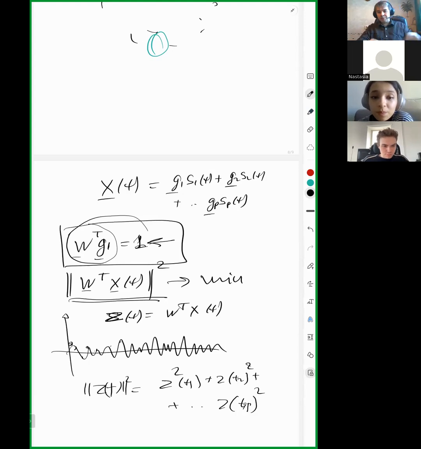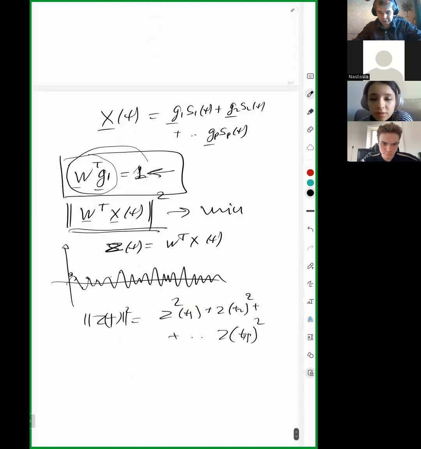So with this approach, you don't have to specify G2. You don't have to specify G3, up to GP. You don't care about them at all. You don't know what they are, but you don't care. Now let's see how it's formalized.